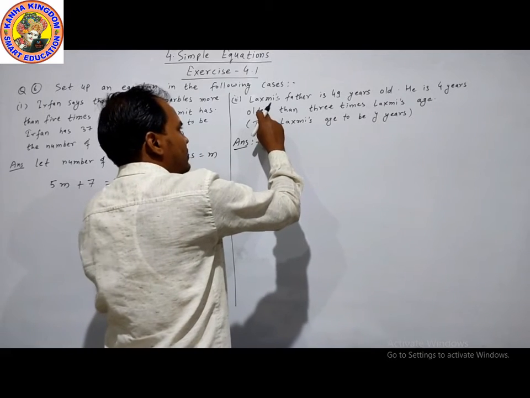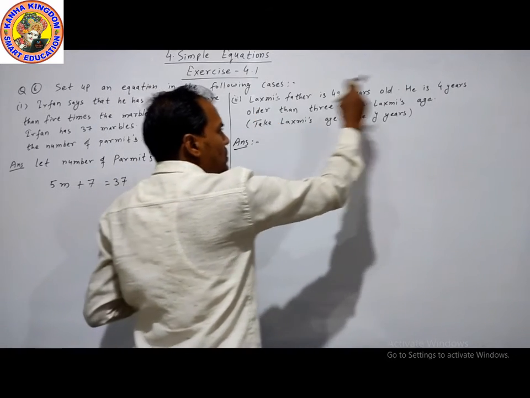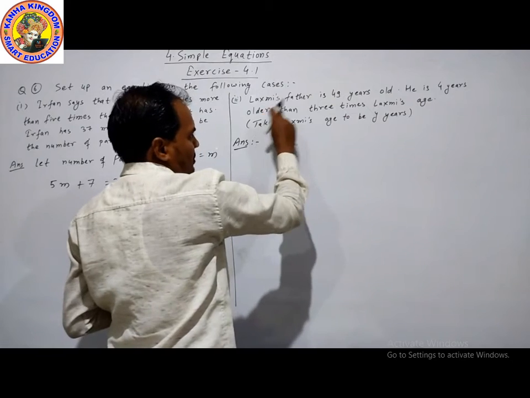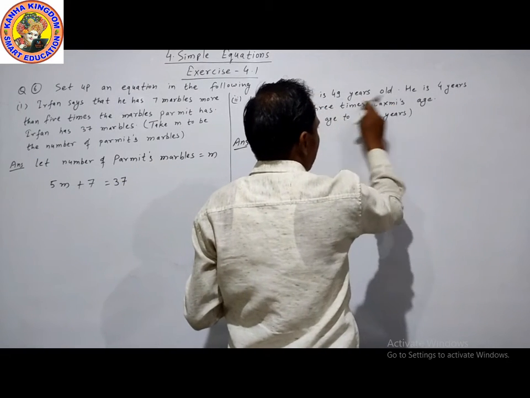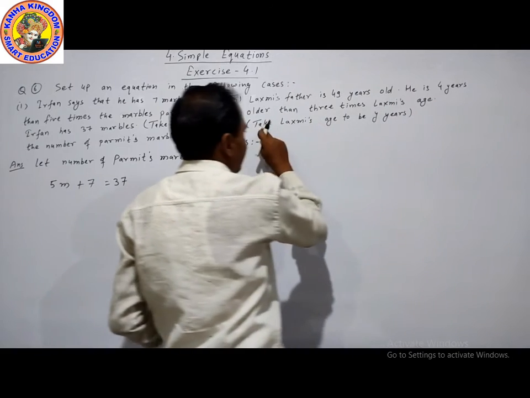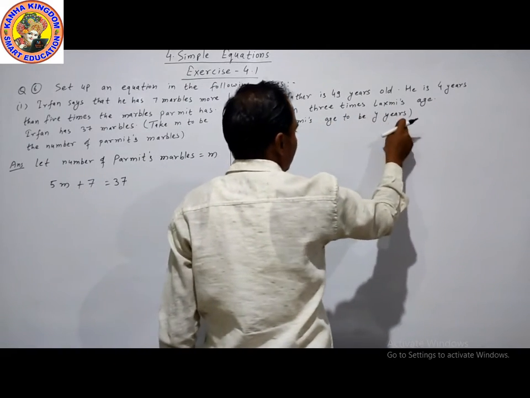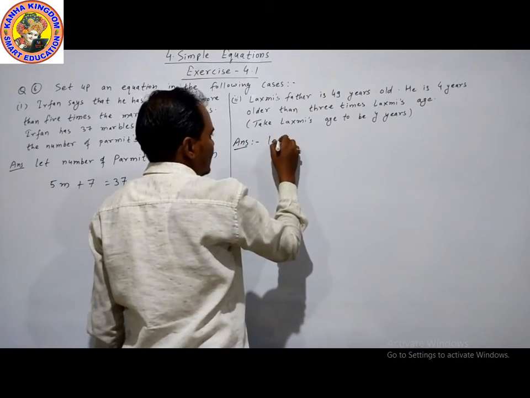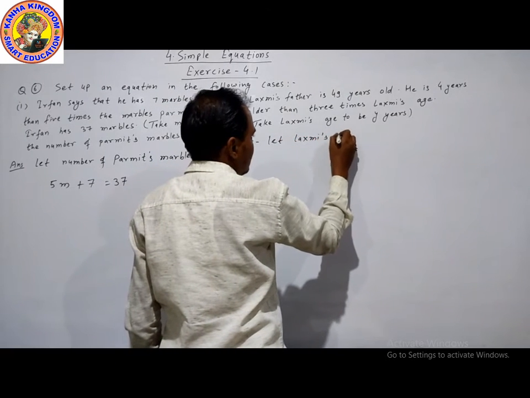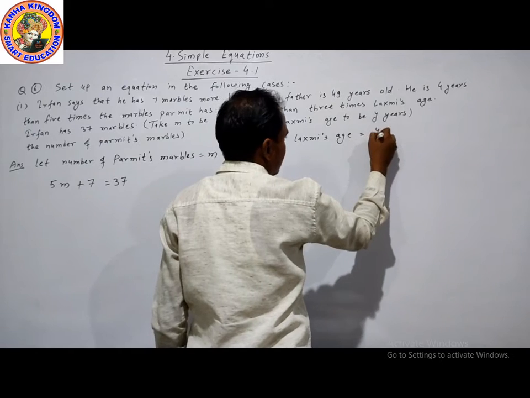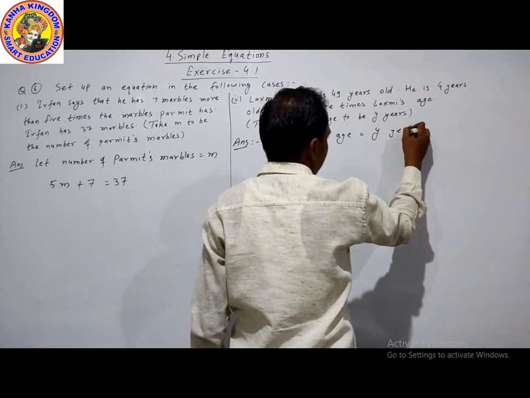Larger age shows by plus 4, plus 3 times Lakshmi's age, so 3 multiplied by Lakshmi's age. Take Lakshmi's age to be y years. First of all, let Lakshmi's age be Y years.